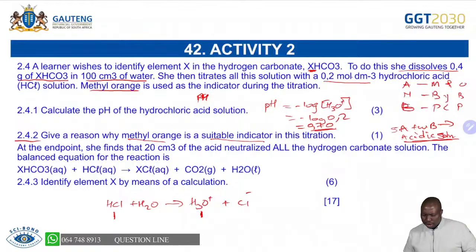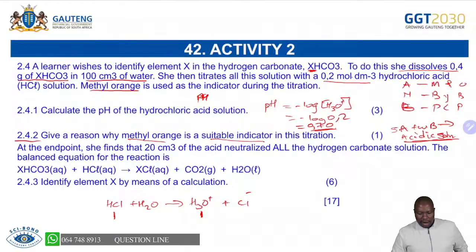Now let's answer that question. It says give a reason why methyl orange is a suitable indicator. We said because this is the titration of a strong acid with a weak base, or because the solution is acidic, then we need methyl orange as an indicator there.